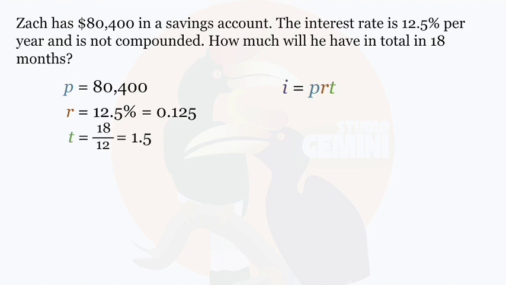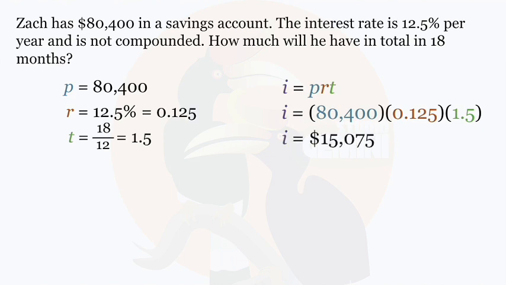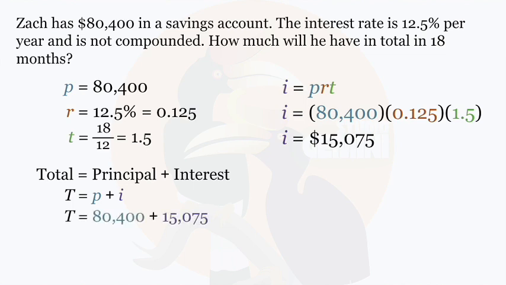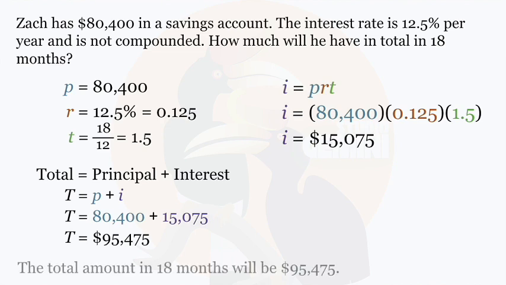Substituting these into the equation, we have I equals 80,400 times 0.125 times 1.5. This simplifies to $15,075. Now we need to add the principal and the interest to get the total after 18 months. 80,400 plus 15,075 is $95,475. So the total amount in 18 months will be $95,475. Fantastic job! Thanks for watching.